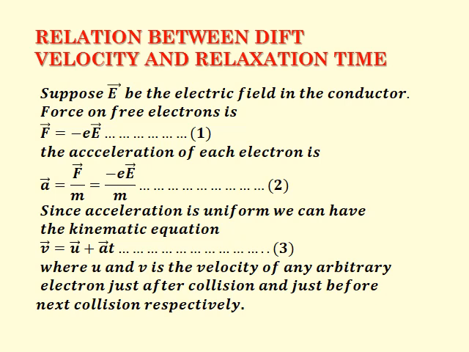As a result of force, acceleration results. So acceleration a vector is given by force by mass. This gives equation 2. Because acceleration is uniform, for the motion of electrons, we can write down the kinematic equation v vector equals u vector plus a vector multiplied by t. We are discussing the motion of any particular electron between two consecutive collisions. So u vector is the velocity of any arbitrary electron after collision, and v vector is the velocity of the electron just before the next collision.